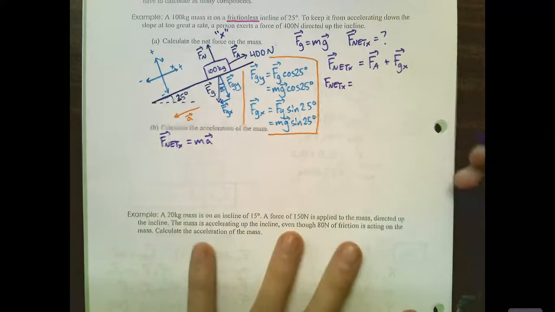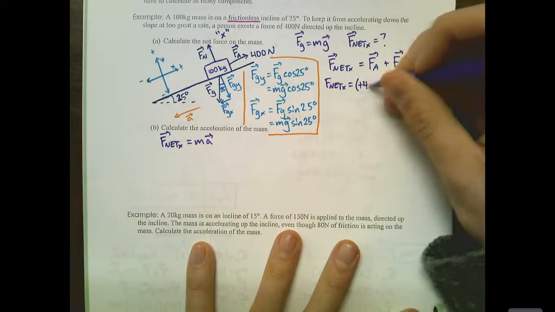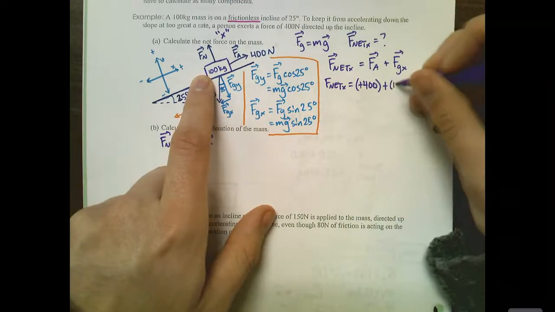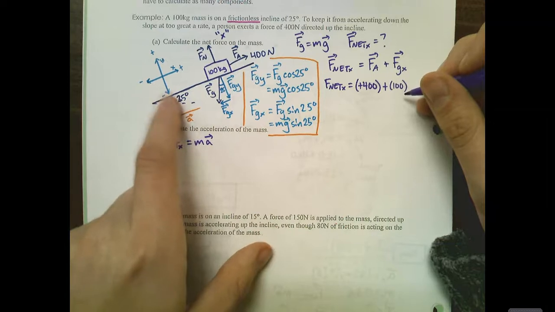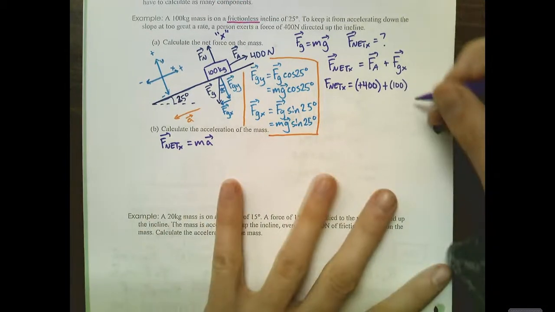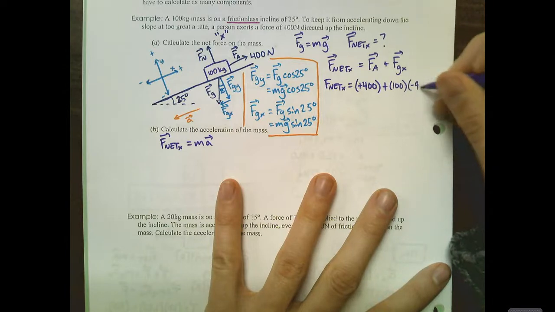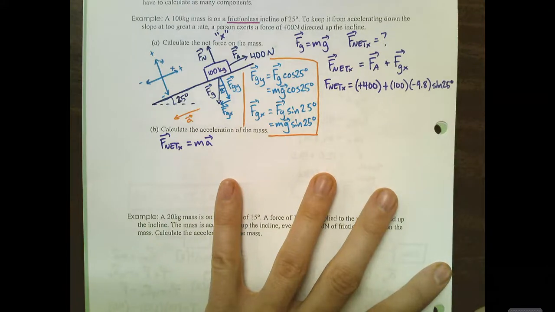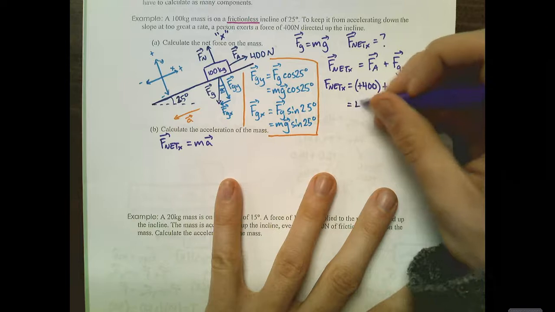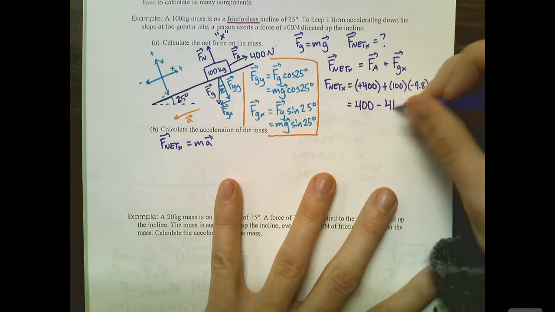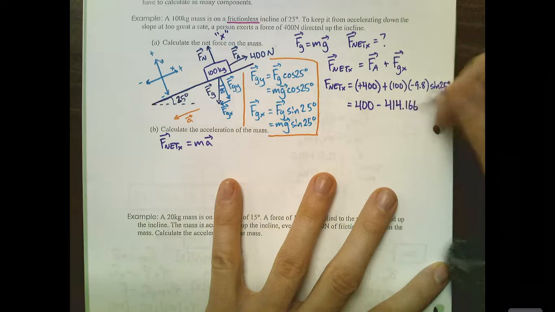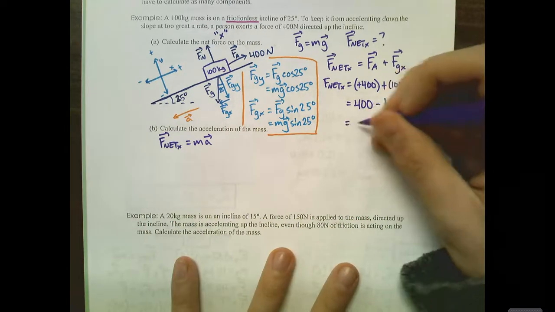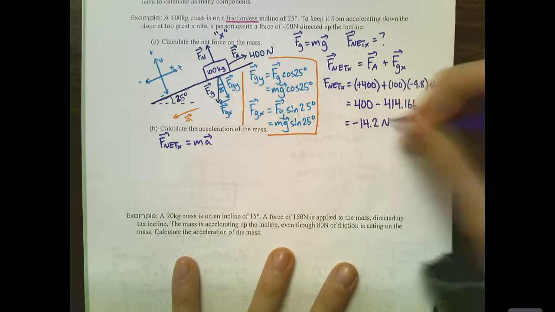FA is going to be positive 400 plus mg sine 25. M is 100. G is down, so g is going to be negative 9.8, sine of 25 degrees. If I do that, I should get 400 minus 414.166. If you plug this all into your calculator, you get negative 14.166. So our final answer is going to be negative 14.2 newtons.